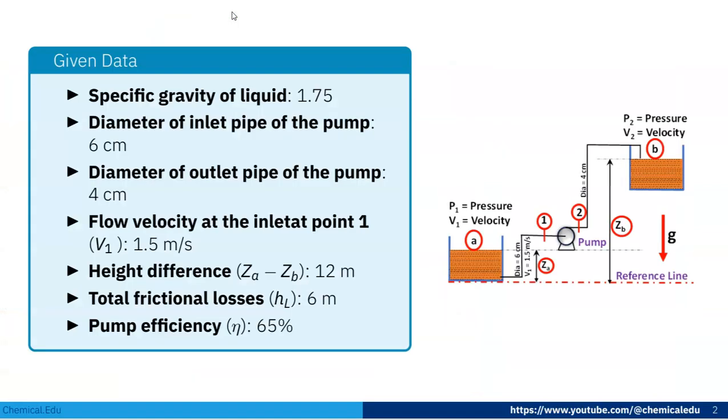So first, the given data: specific gravity is 1.75, diameter of the inlet pipe of the pump is 6 cm, and diameter of the outlet pipe is 4 cm. Flow velocity at inlet, point 1, is 1.5 meter per second, and the height difference from the surface level to the discharge point is 12 meter. Total frictional losses due to this pipeline are 6 meter, and pump efficiency is 65%.